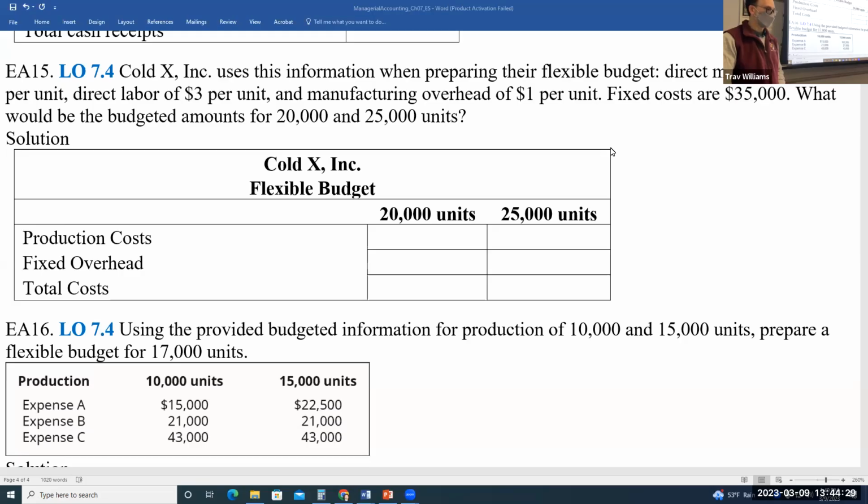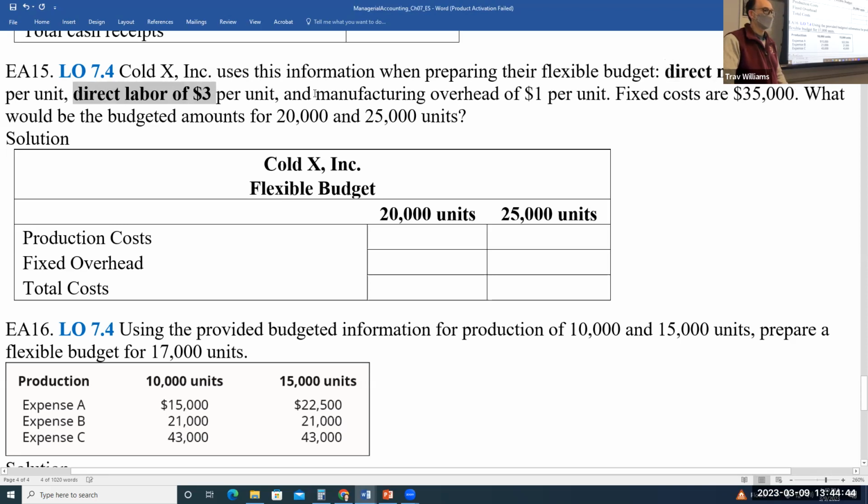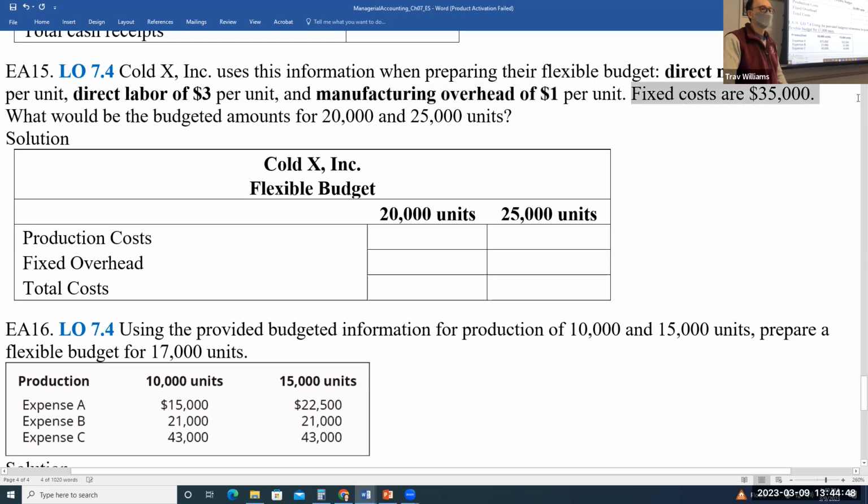Beginning with exercise 15. This company has direct materials of $2 per unit, direct labor of $3 per unit, manufacturing overhead of $1 per unit, and $35,000 in fixed costs. We need to come up with budgeted amounts for 20,000 units and 25,000 units.